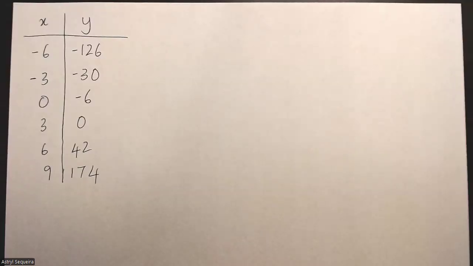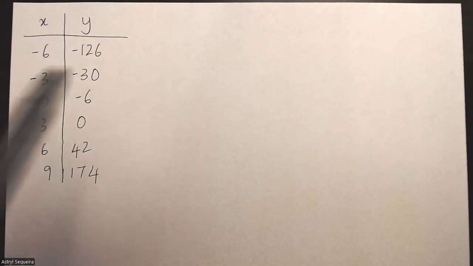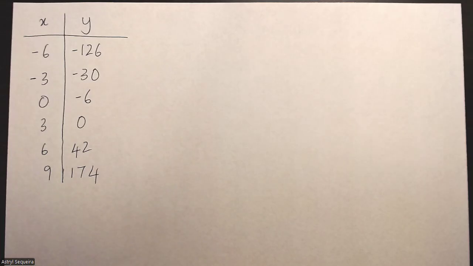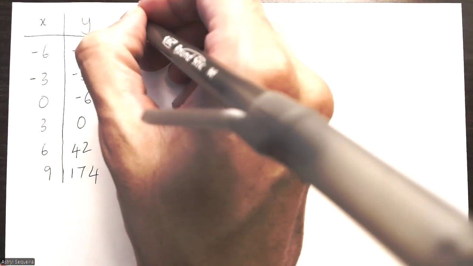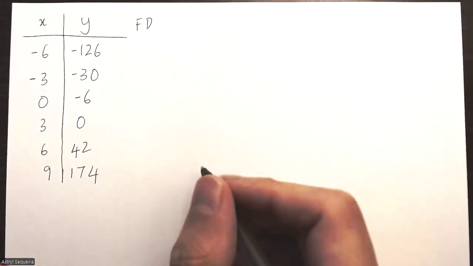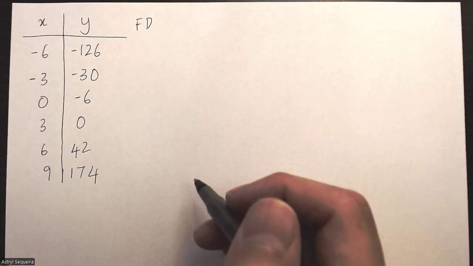All right, in this video, we want to find the equation of the polynomial function that has these points over here given in this table of values. So first things first, I'm going to determine what type of equation this is by doing my first differences and I guess my finite differences. So let's start with the first differences over here.